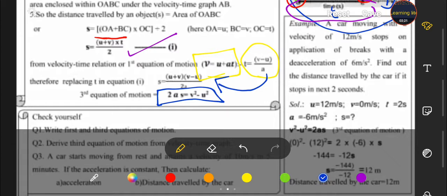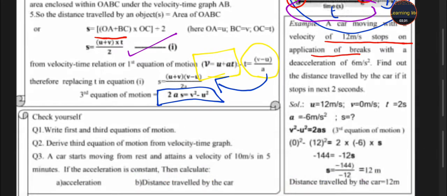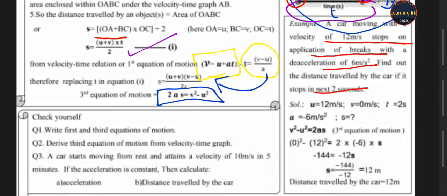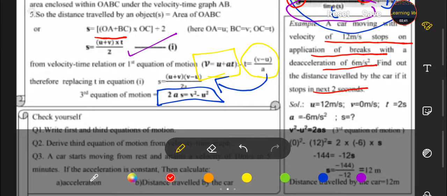A car is moving with a velocity of 12 meters per second. It means U is equal to 12, and it stops. It means V equals 0. A is deceleration, which means acceleration is decreasing, that is minus 6, and time is given as 2 seconds. So you have to put all the values in the third equation of motion and get the distance as 12 meters.